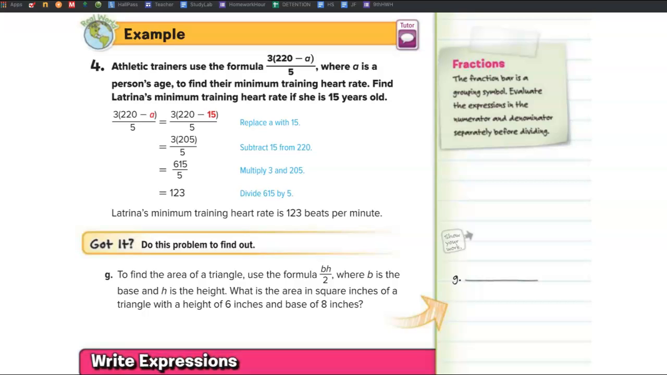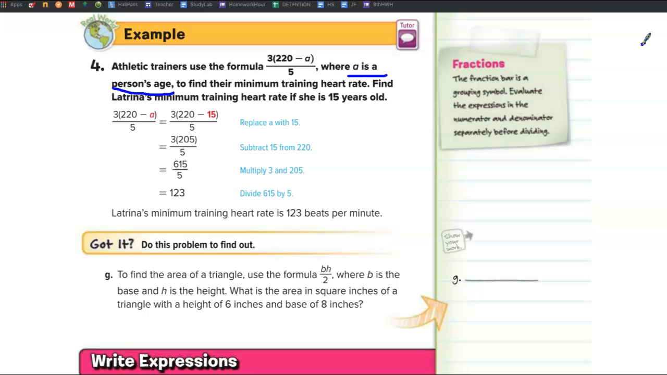Where A is a person's age, find their minimal training heart rate. Find Latrina's maximum training heart rate if she is 15 years old. Okay, so in words, what does A represent in the formula? A person's age.